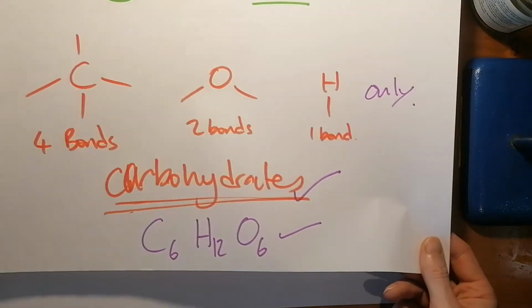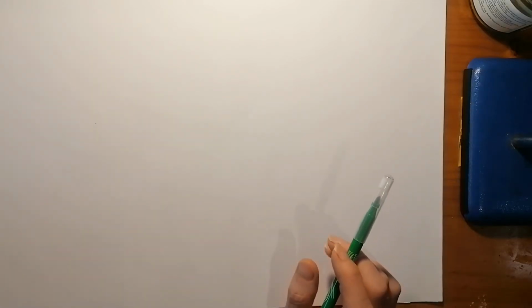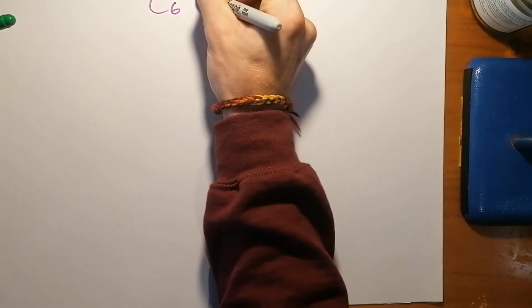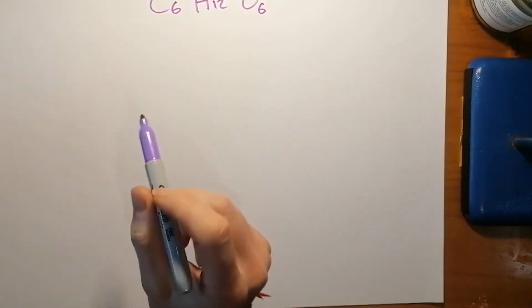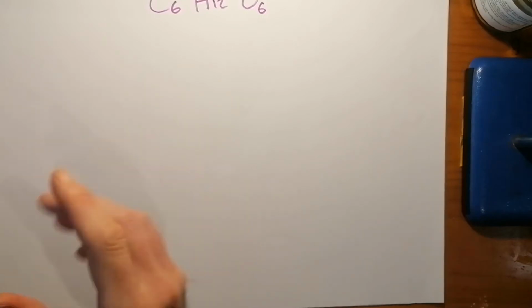The main focus of this video today is that we are going to look at how glucose is represented. So we know that it's got 6 carbons, 12 hydrogens, and 6 oxygens. I'm going to repeat that at the top of our board here, C6H12O6, because that's a way of checking if we've got our diagrams correct at the end when we've drawn them.